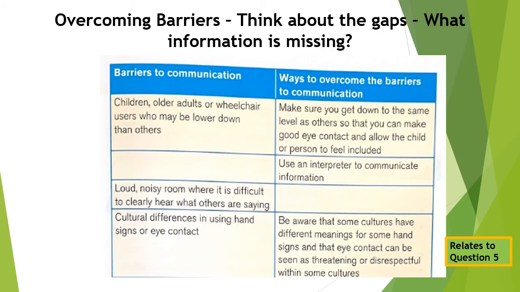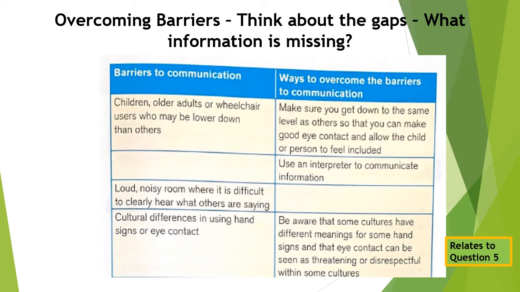So have a look at these next two slides and you will see on the left hand side it says barriers to communication, on the right hand side ways to overcome the barriers to communication. Now there is bits of missing information where you'll see the blank boxes there. So I want you to think about what the gaps could be, and if we just start, we'll look at the first one. So children, older adults or wheelchair users who may be lower down than others. So that's a barrier to communication and ways to overcome. So make sure you get down to the same level as others so that you can make good eye contact and allow the child or person to feel included.